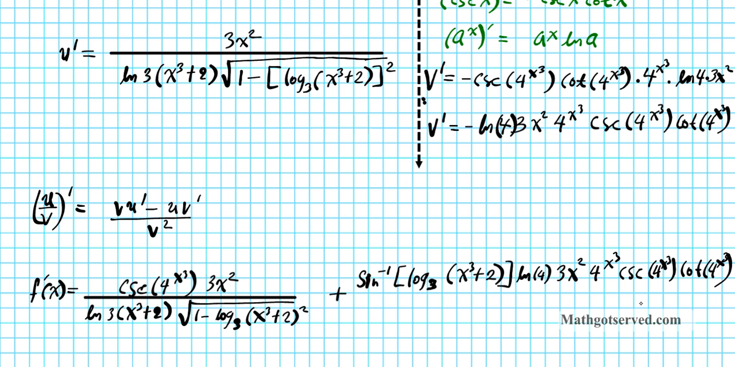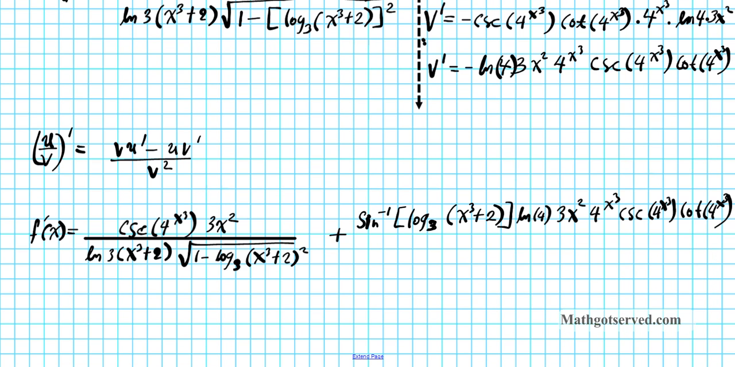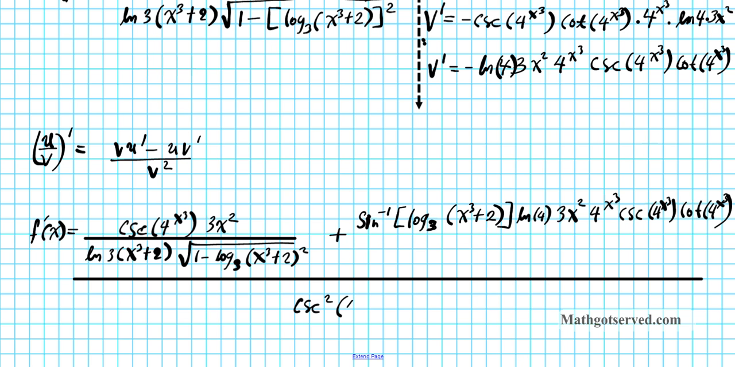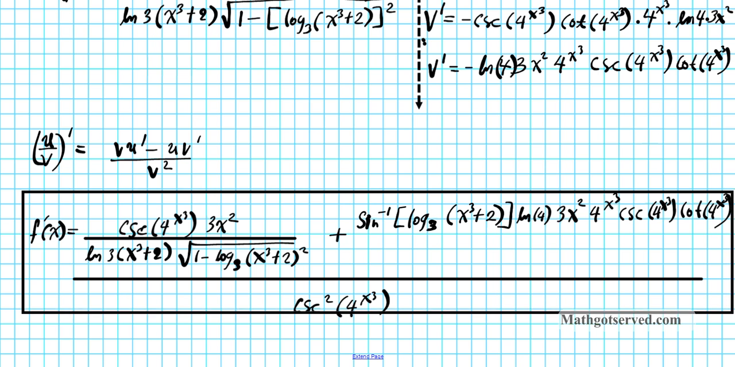Okay? Alright, so this is v u prime minus u v prime, and then that entire expression will be divided by v squared. Okay, divide this by v squared. So v squared is simply cosecant squared of 4 to the x to the third. Okay, so that's it. You don't have to simplify it any further. It's just this is good enough. So, all right. So let's go ahead and consider the next question, problem number 3.